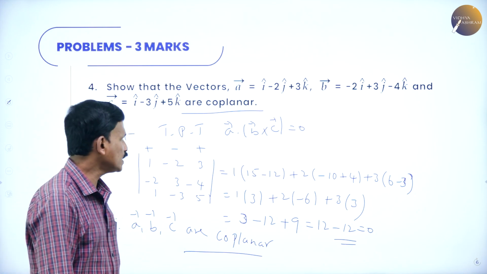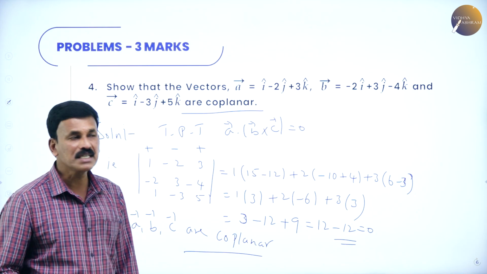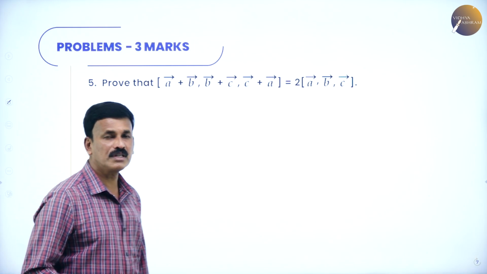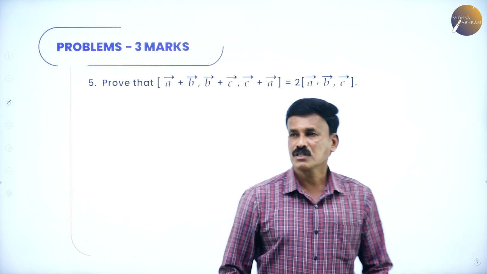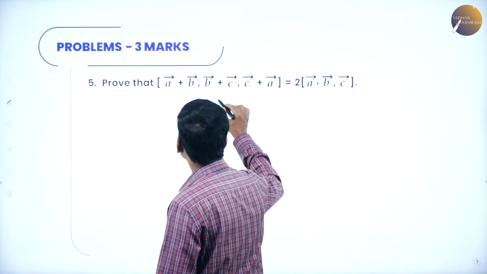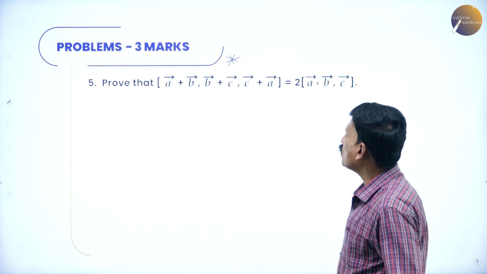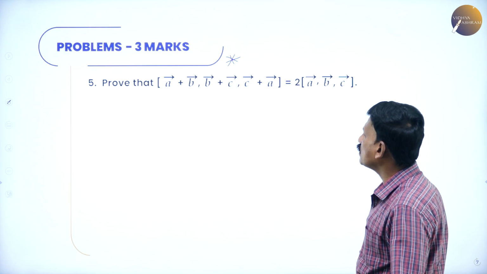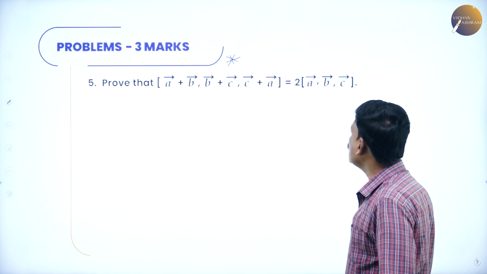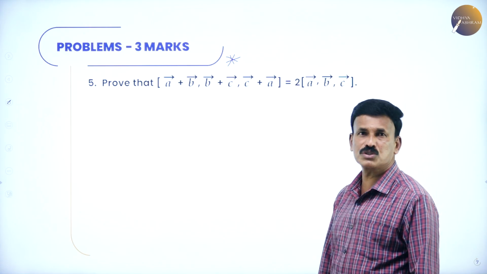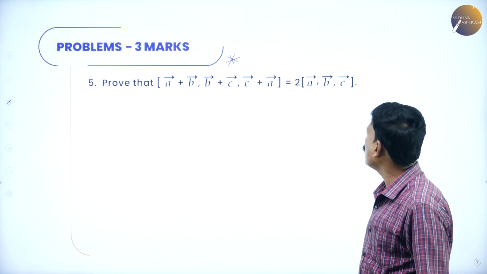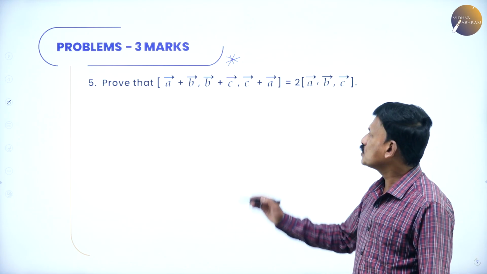Okay, right. Now, let us come to the next problem. This is a very important problem. You may expect this for 3 marks. Very important question it is. Now, what is to be proved? Prove that the box product of A plus B, B plus C, C plus A is always equal to 2 times the box product of A, B, C. So what is to be proved?